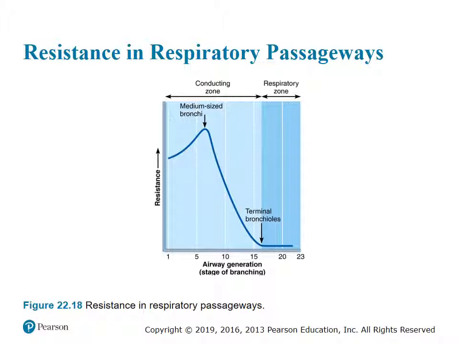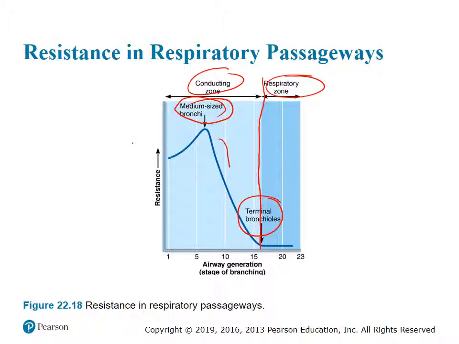So again, if we look at the terminal bronchiole, this is pretty much the dividing line between the conducting zone and the respiratory zone. And again, we see resistance normally at the high point being the medium-sized bronchi. As we get past that point, resistance really goes way down, and it's usually not that important after a certain part. After the terminal bronchioles, resistance is not really a factor.